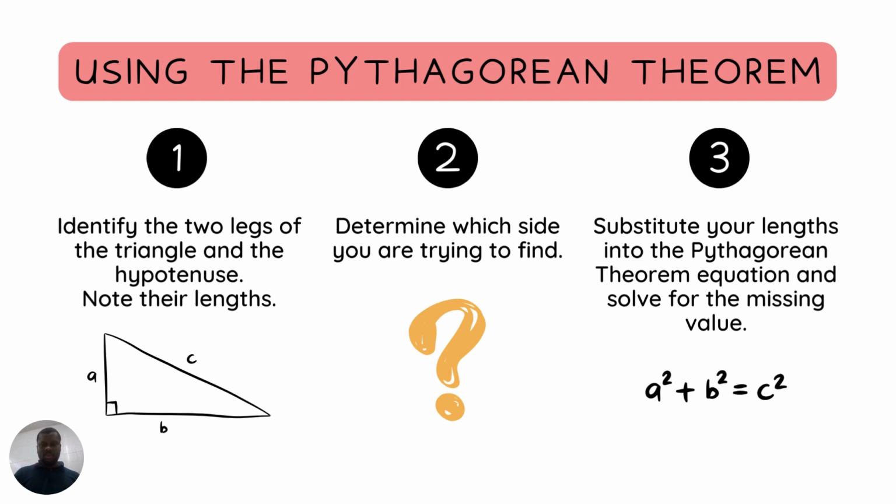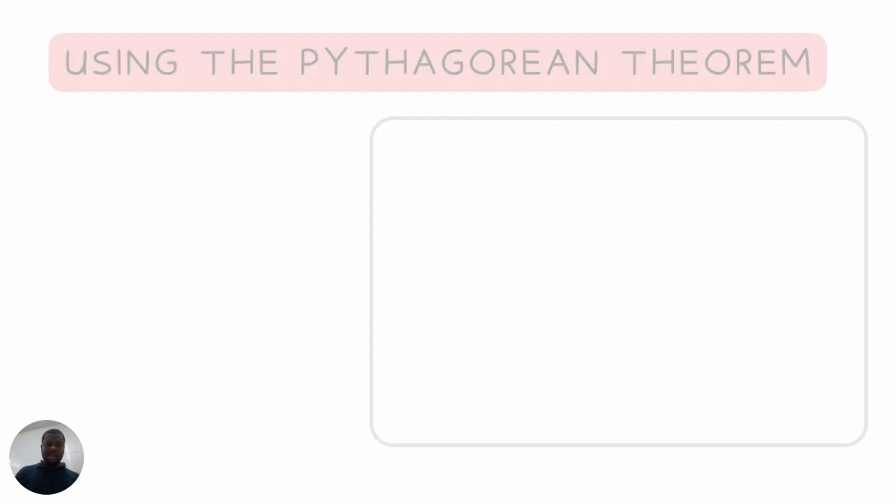So once you substitute, for example, if you are looking for C and you know A and B, just substitute A and B here and you get your C. Whichever term you are looking for, you can easily get it using the formula.